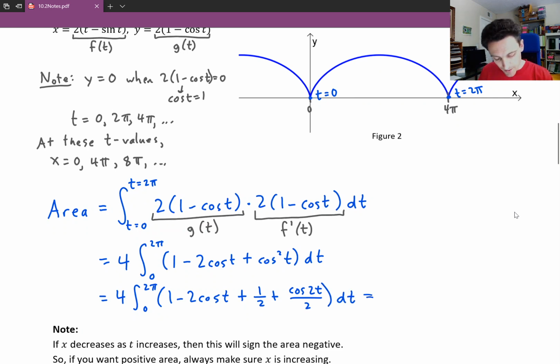So then from there you can work out how to integrate it, just integrate term by term. You can actually combine the 1 and the half beforehand, so you get 3 halves. Gives you fewer things to have to plug into. So the area under one arch of that particular cycloid is 12 pi. That's the area under one arch.